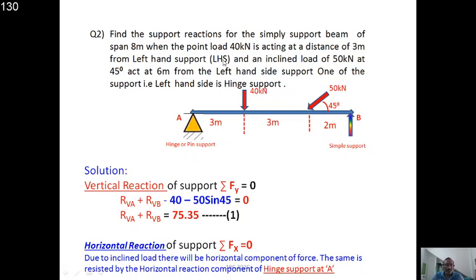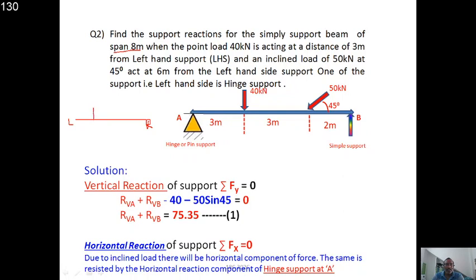So what he is supposed to tell us is that it is a simply supported beam. It has a span of 8 meters. So you have to draw like this. It has a span of 8 meters, when the point load is 40 kilonewtons acting at a distance of 3 meters from the left hand support. So this is the left hand support and this one is the right hand support, right? So from the left hand support, acting at a distance of 3 meters. So from this point it is 3 meters.